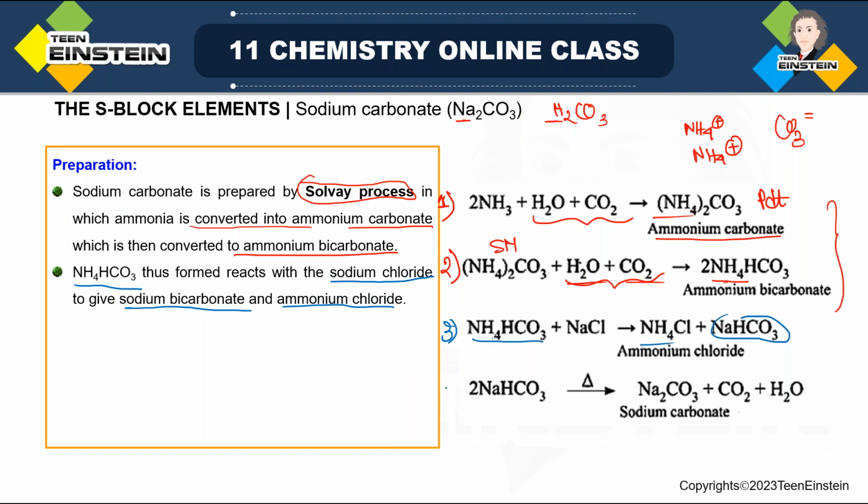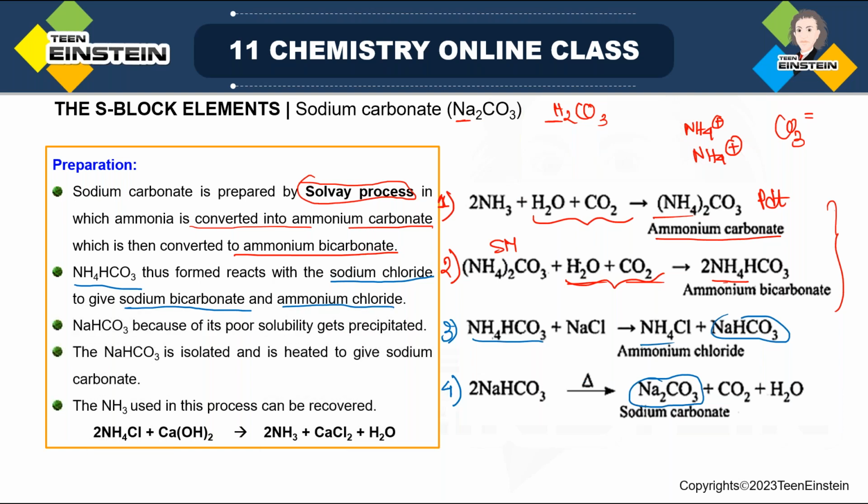Now this NaHCO3, the next step is that you are simply heating it, and this reaction you have already seen in the previous slide. So in this way you can produce the final target product that we are trying to make, Na2CO3.